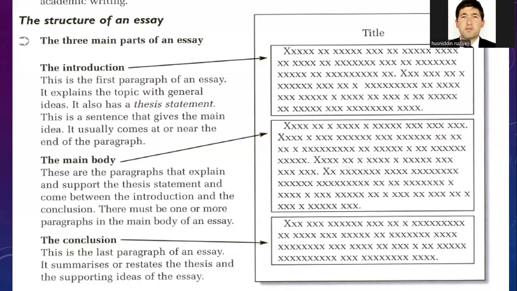And the last one is the conclusion. This is the last paragraph of an essay. It summarizes or restates the thesis and the supporting ideas of the essay. If you write a conclusion paragraph, you may use two ways. The first one, you should restate the thesis statement. In this situation, you should use different words and different structures. And the other one, you should sum up the main idea. In this situation, you should use the thesis statement and the body paragraphs.